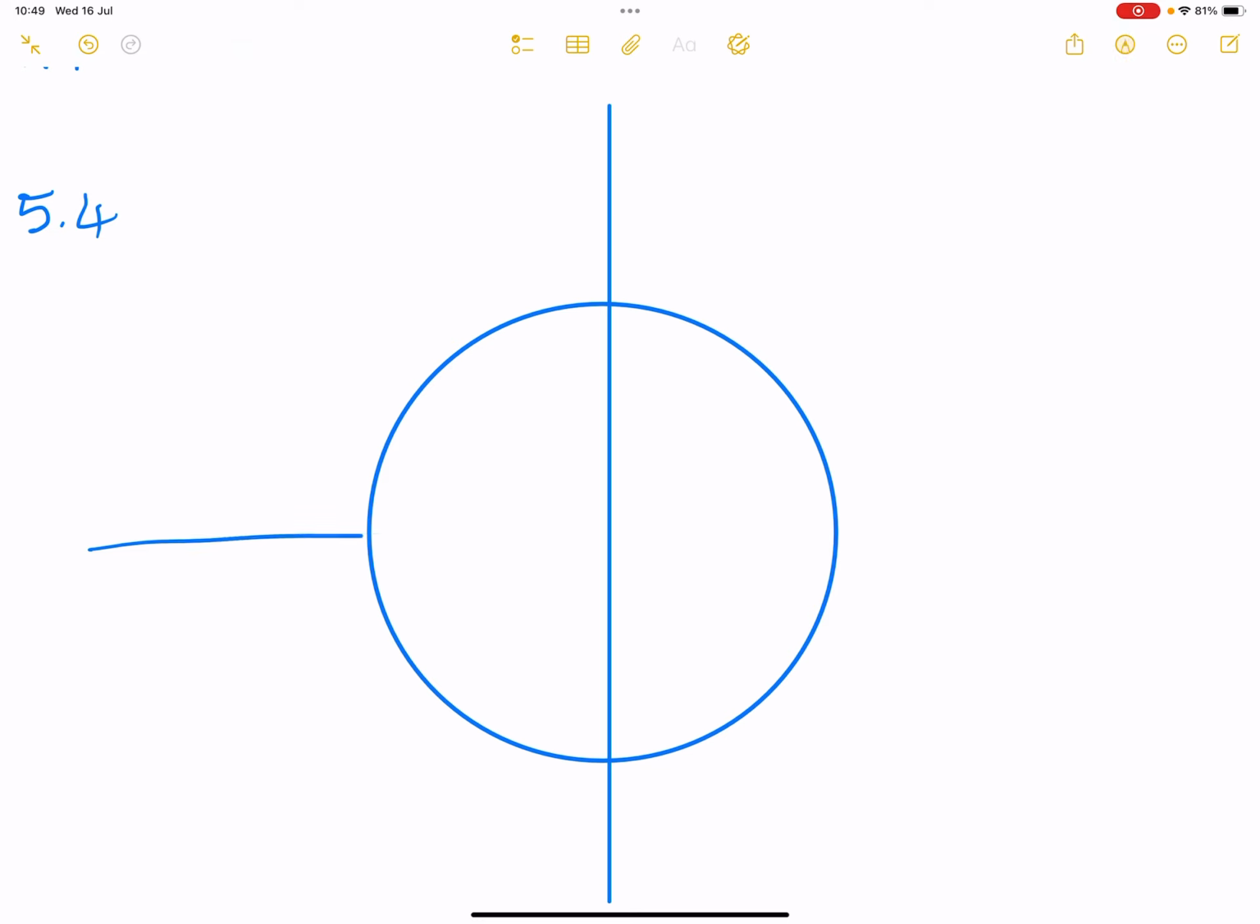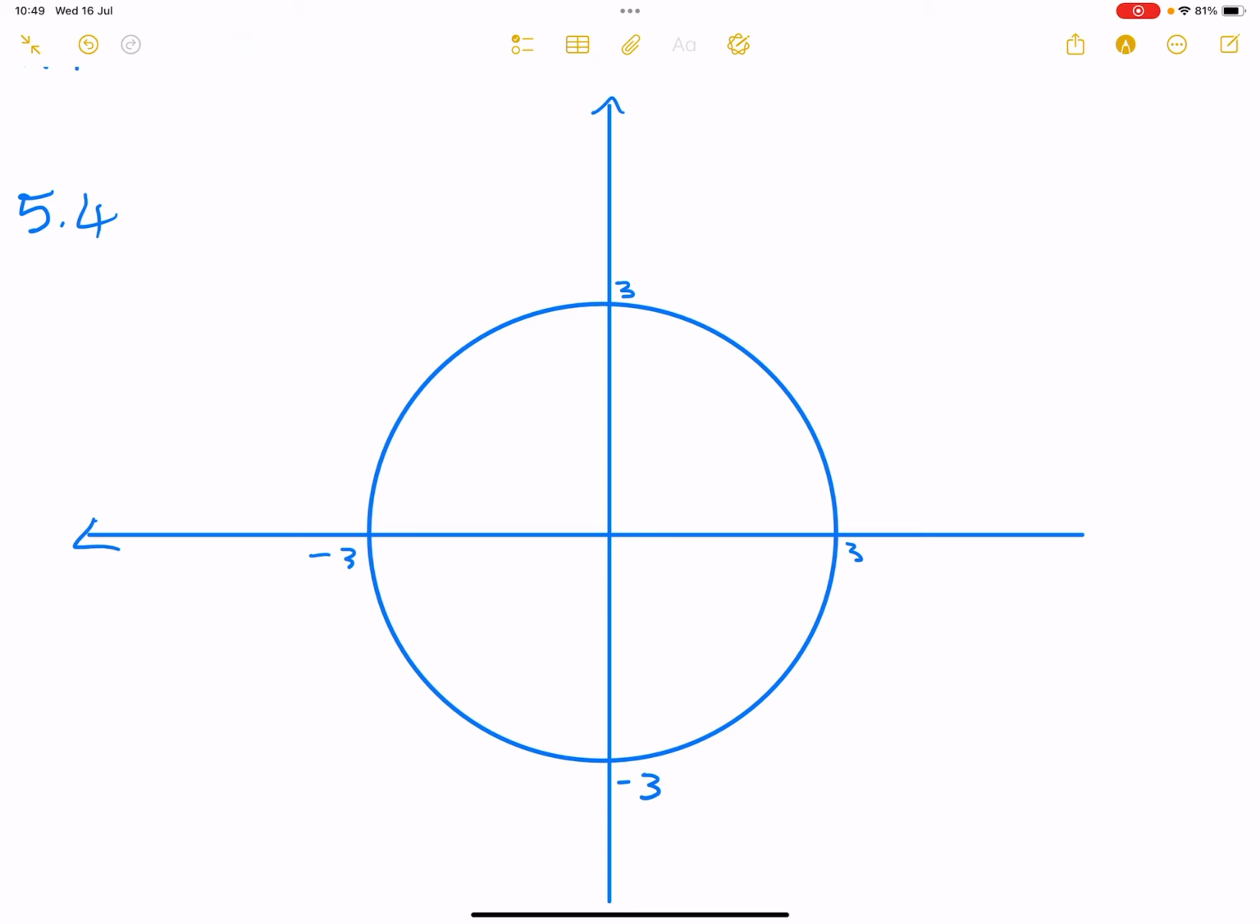Okay, so that's the origin. So what will it be? It will have the coordinates 3, minus 3, that's 3, as well as negative 3. So that's what our circle is going to look like.